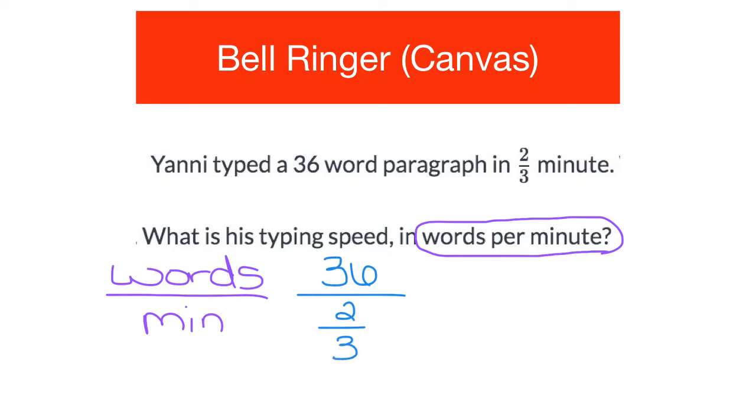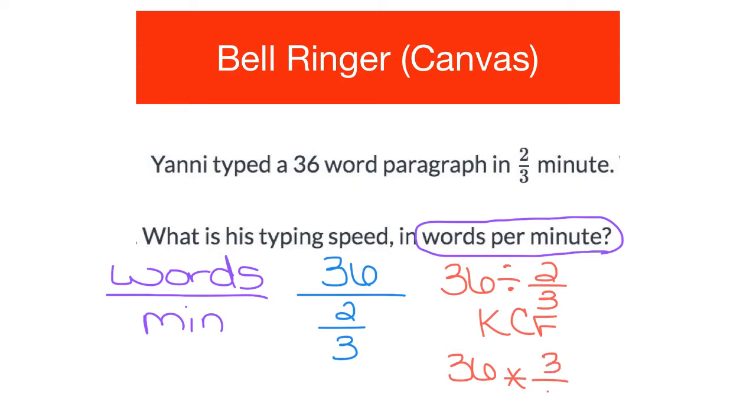In order to find for per minute, to find for 1, we want to divide. We want to solve this complex fraction: 36 divided by 2/3. From what we studied in our last unit, in order to divide by a fraction, we need to multiply by the reciprocal, or keep, change, flip. We're going to keep the 36, and we're going to multiply it by the reciprocal, 3/2.